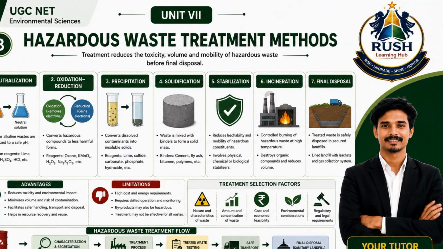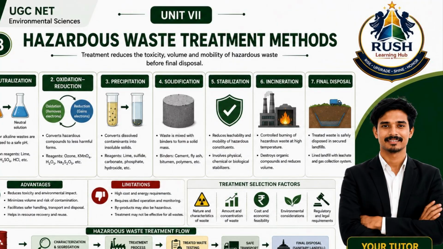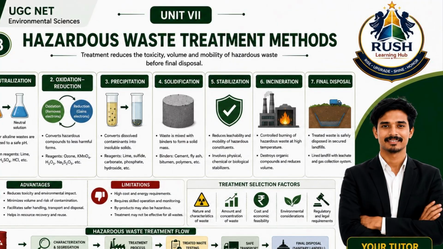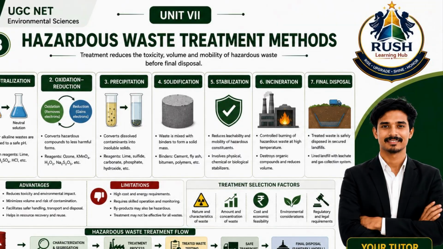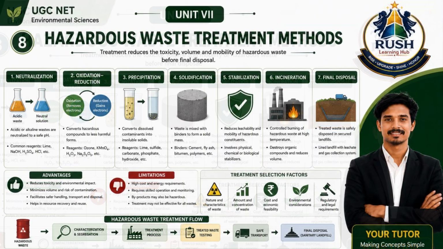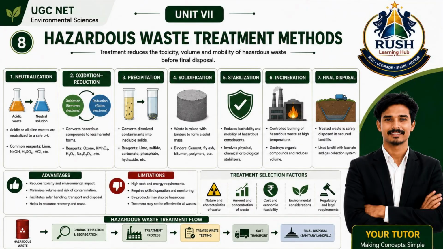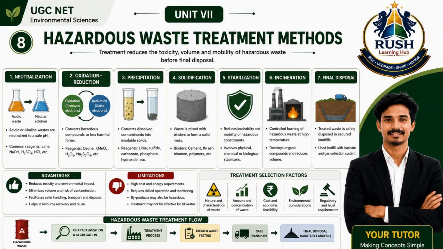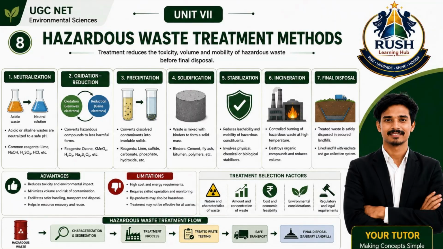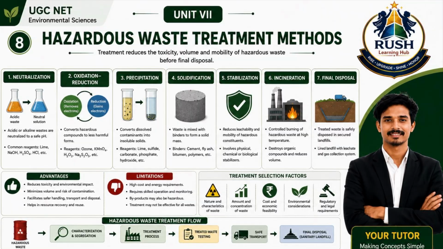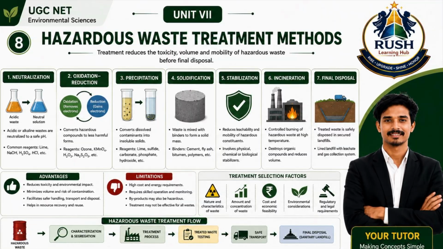Oxidizing agents such as hydrogen peroxide, ozone, and chlorine are commonly used to destroy toxic organic compounds and cyanides. Reducing agents are used to convert highly toxic hexavalent chromium into the less toxic trivalent chromium. Redox treatment is widely used in chemical industries and wastewater treatment plants.